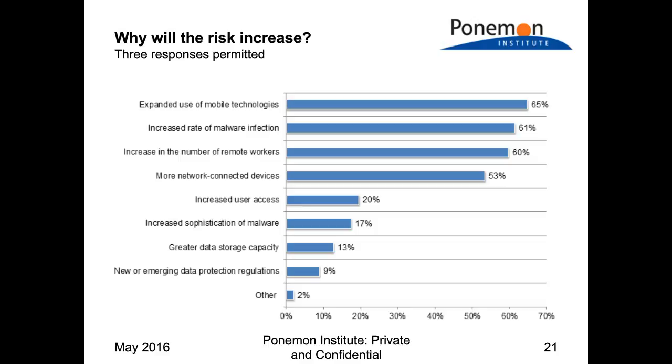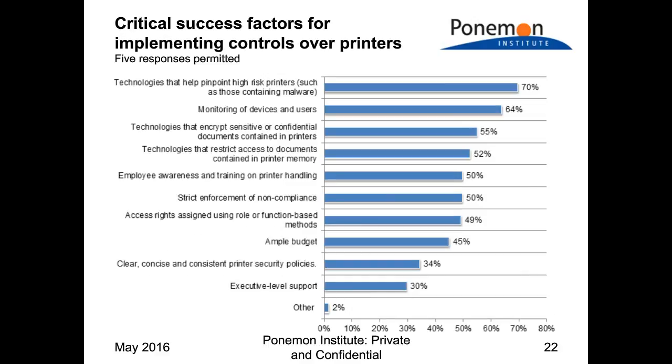Okay, now we're going to look at critical success factors. What are some of the critical success factors for implementing controls over printers? We asked people to select from a laundry list, which is actually longer than the list we present here, and they got to choose the top 5. Number 1, technologies that help pinpoint high-risk printers, such as those containing malware. That would be a critical success factor if you have that technology.